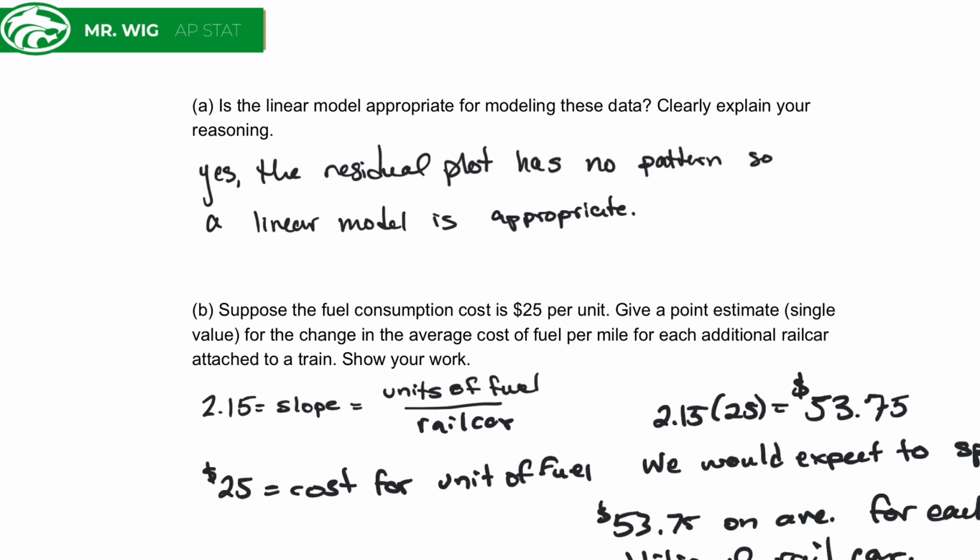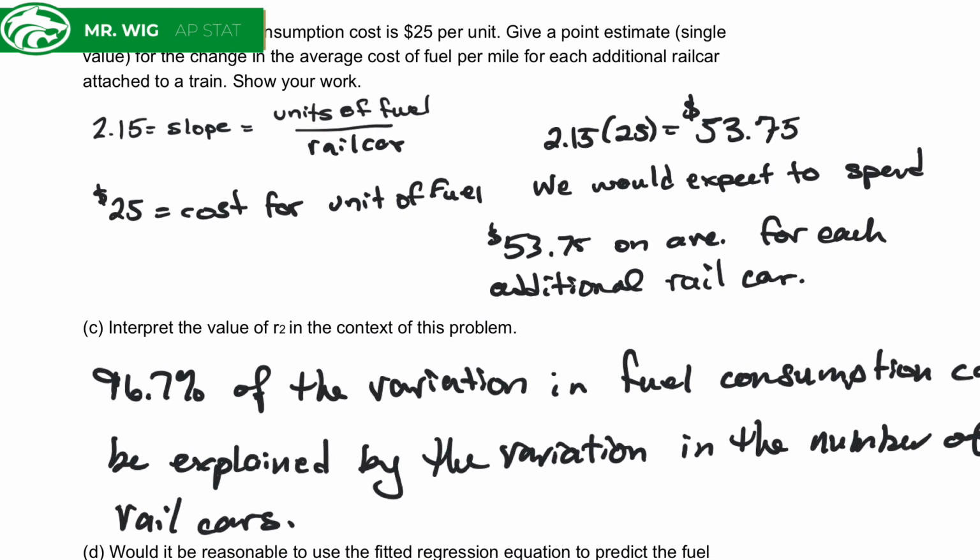A different model would. Part B, this is the one that, if you're going to have an issue, probably gave most people the hardest time. This part says, suppose fuel consumption cost is $25 a unit. Give a single point estimate for how much it's going to cost in fuel per mile for each additional rail car. Well, we were told in the problem that 2.15 was the slope, right? For each additional rail car, we would expect to spend 2.15 units of fuel on average.